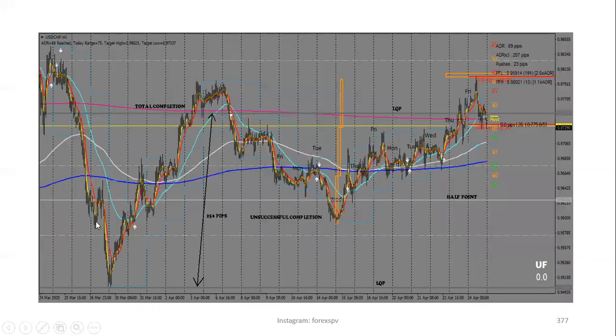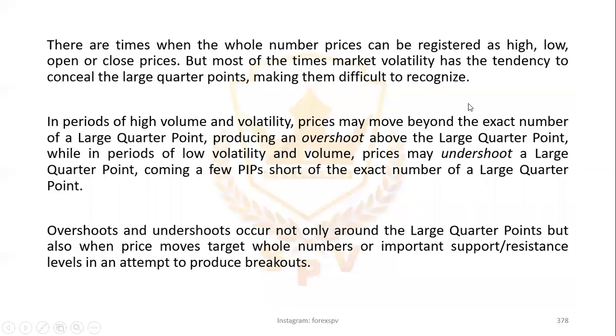So here we have an example of a successful and unsuccessful completion. Here we had a bearish breakout, and we had a very successful completion of the large quarter, and immediately price reversed. But here we had an unsuccessful completion of the large quarter, and you can see price reversed back to the large quarter point above it.